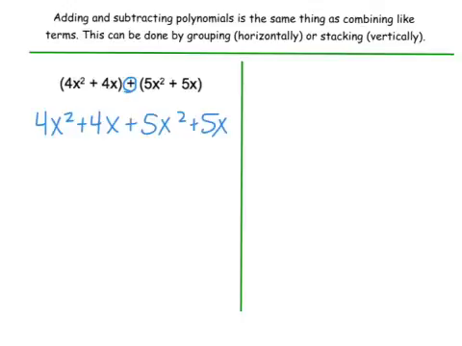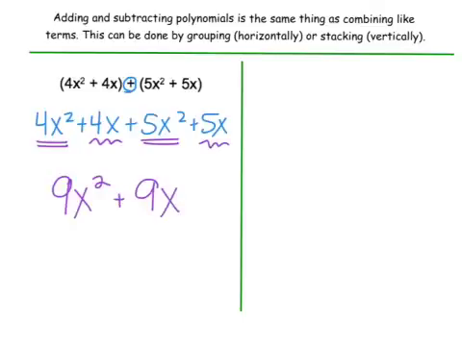Next, like terms. I have an x squared, and I have an x squared. 4x squared plus 5x squared is 9x squared. And then I have a 4x and a 5x, so I have a 9x.